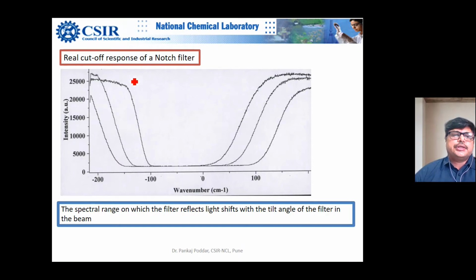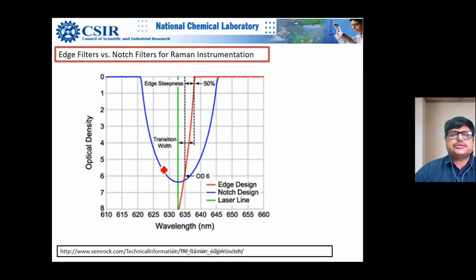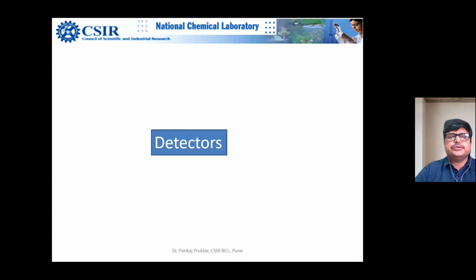And then it becomes flat here. So if you're recording something here, then you're in a problem, right? You cannot record Raman signal in this region. That's a disadvantage with filters. Notch filters are even worse, which cannot record even broader. They have got a broader absorption window actually.